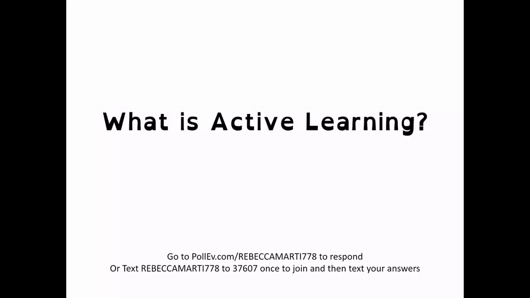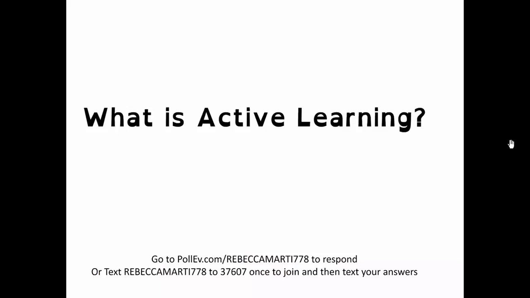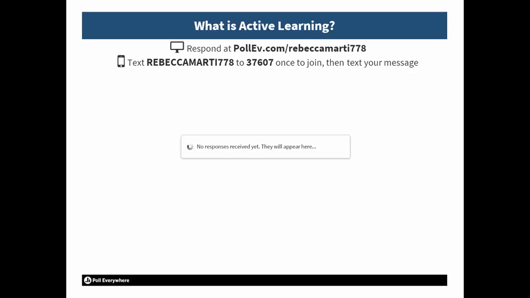But the first thing we're going to do is I'm going to get you to take out your phone or your laptop, and you can either go to this website here, or you can text this, and then to this number here. And then that will actually join. And then when we enter the poll through Poll Everywhere, you can respond. I'm going to get you to tell me what active learning is to you. And you can just text it in and it should show up on the screen.